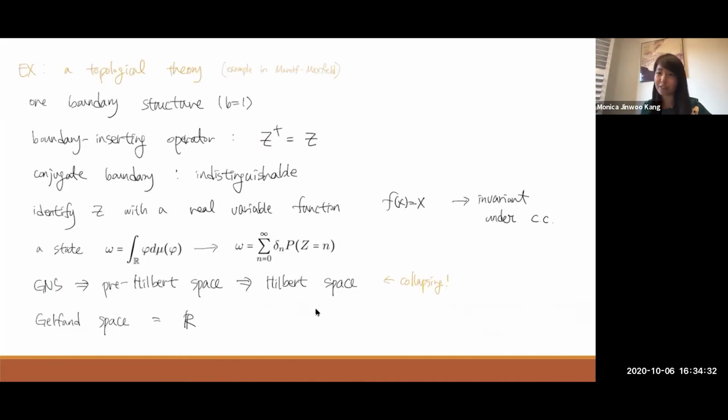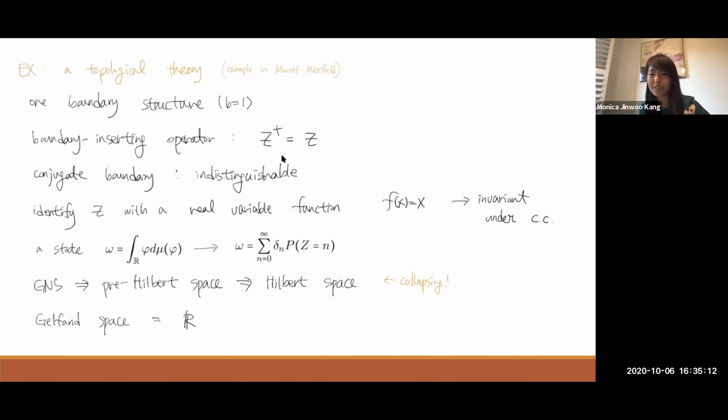The first of them is a topological theory, which was also a theory considered as an example in the Marolf-Maxfield baby universe paper. And in this context, it's very simple. You have one boundary structure, and we have a boundary inserting operator as a path integral called Z, and this is Hermitian. Then adding a conjugate boundary is indistinguishable from adding a boundary. So from here, the idea is that we're going to identify this operator Z with a real variable function. I'm going to put f equals x. And this is real, so it's definitely invariant under complex conjugation.